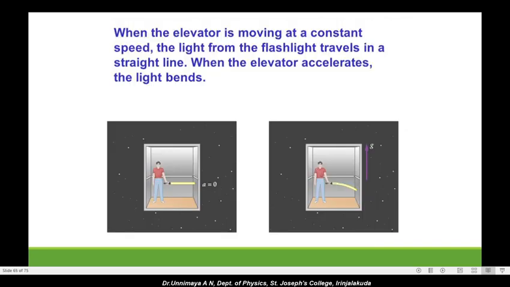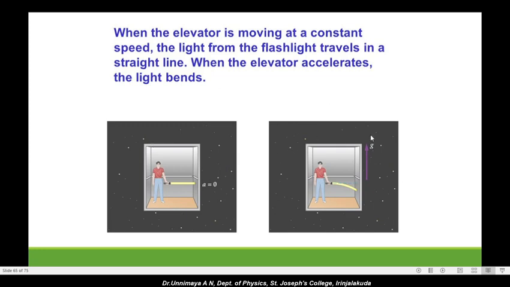Next example is when an elevator is moving at a constant speed, and a person is standing inside that elevator, and that person has a torch. What happens? The flashlight from the torch travels in a straight line if the elevator moves with a constant speed.